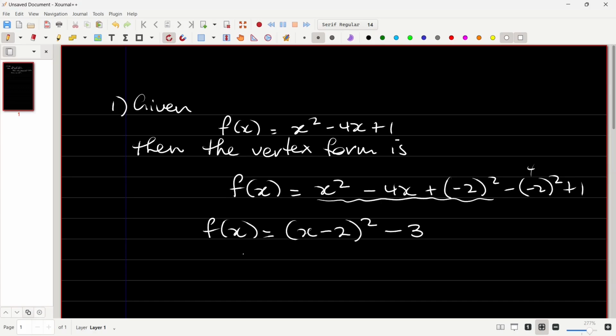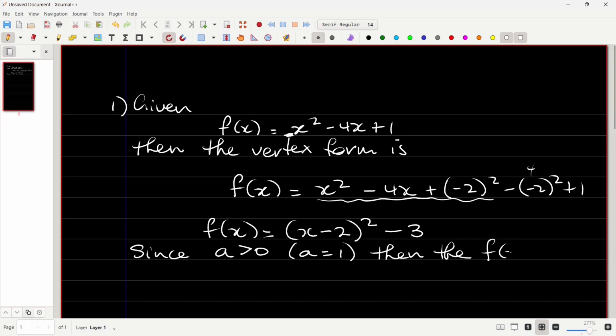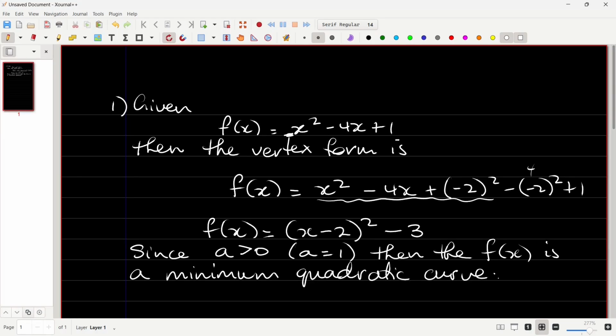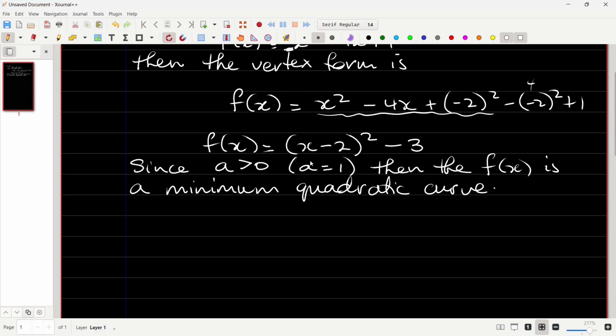That's our vertex form. And we're supposed to determine whether it's a max or min. Okay, so since a is greater than 0, since a is equal to 1 in this case, 1 is understood over here, then f of x is a minimum quadratic curve, right? So we know whether or not it's a minimum or maximum quadratic curve.